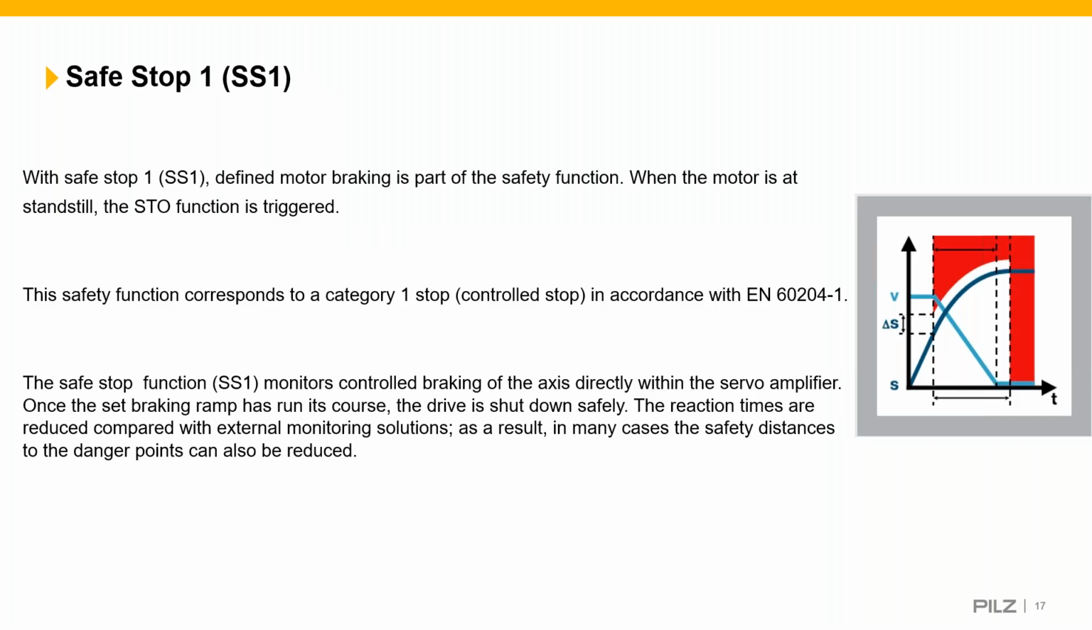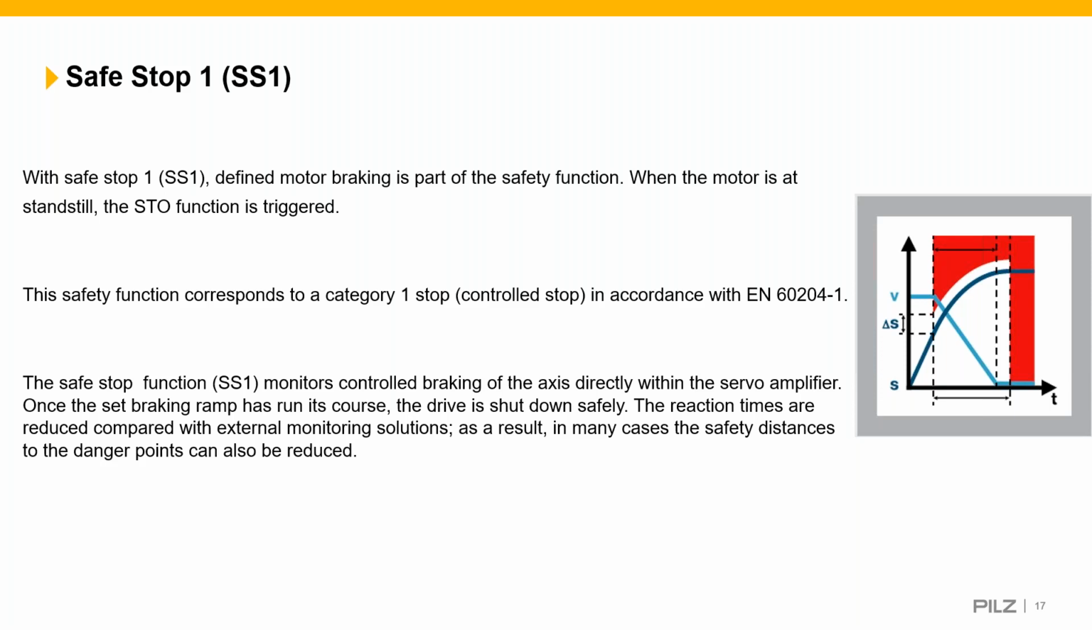So safe stop 1, and again, these definitions are quite vague in the standard I found, and this is why we're going to expand on that a bit here. So this information hopefully will be of some use. Defined motor braking is part of the safety function, and when the motor is at standstill, the STO function is triggered. The safety function corresponds to a category 1 stop in this case, a controlled stop in accordance with 60204. The safe stop function monitors controlled braking of the axis directly within the servo amplifier or drive once the set braking ramp has run its course.